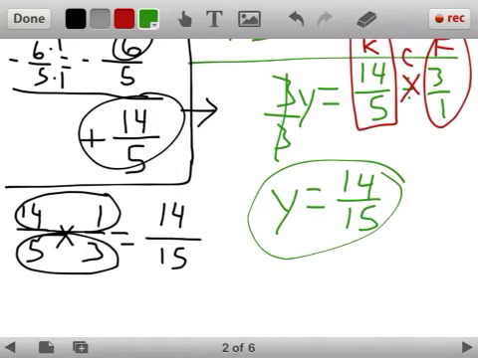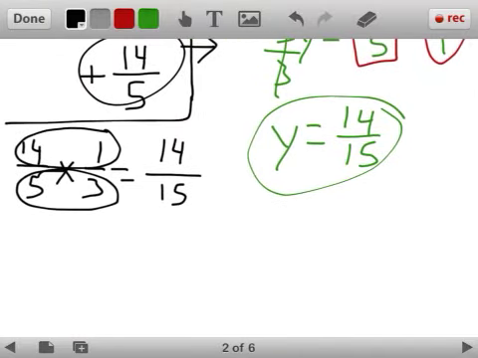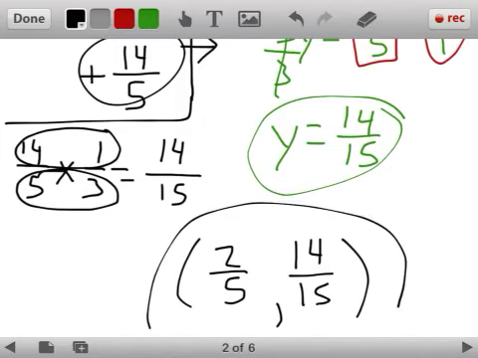There we go. So now let me put my final answer in coordinate pair. Let's see, what did x equal? X was 2/5. So I'm going to put my coordinate pair. I've got x is 2/5 and y is 14 over 15. There's my solution.